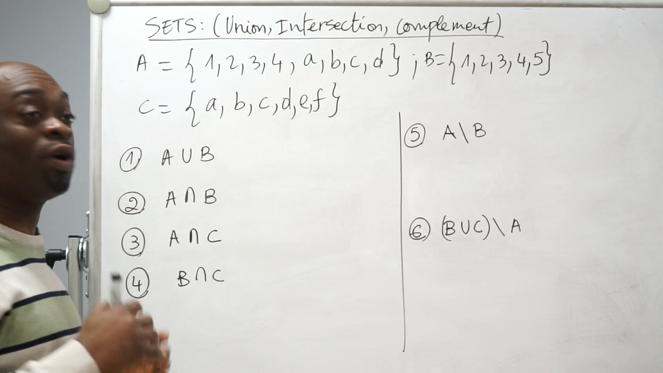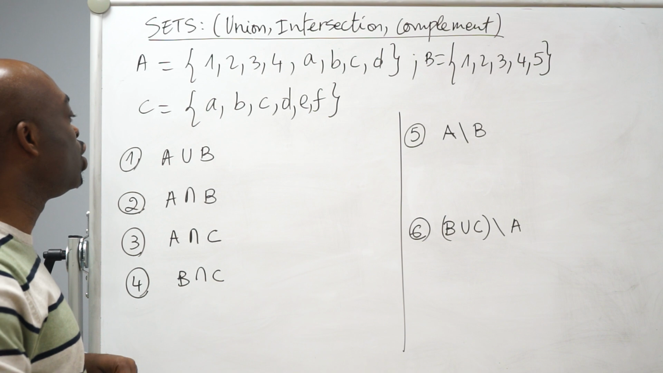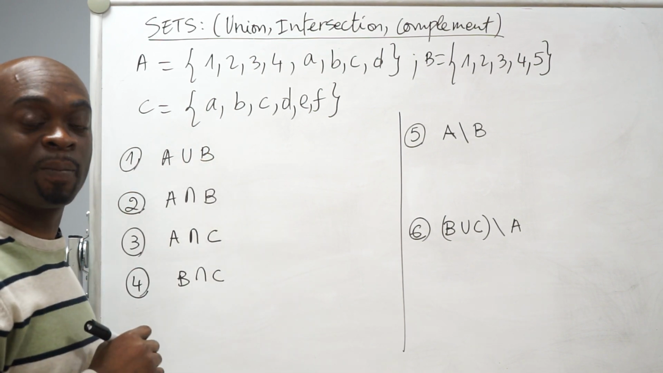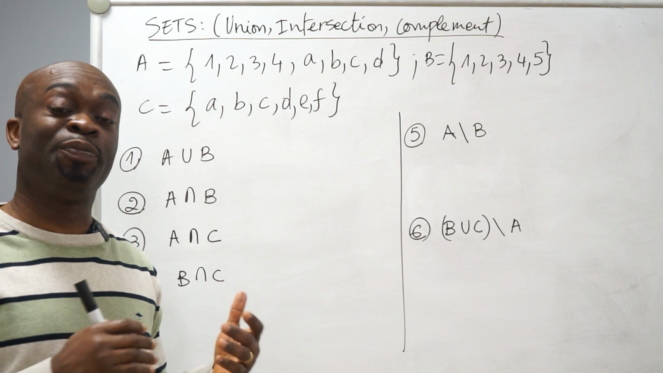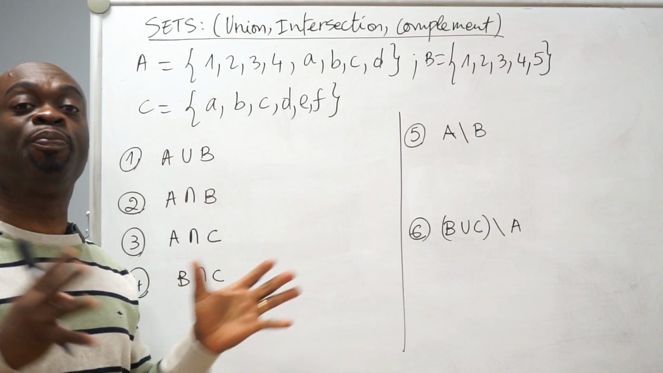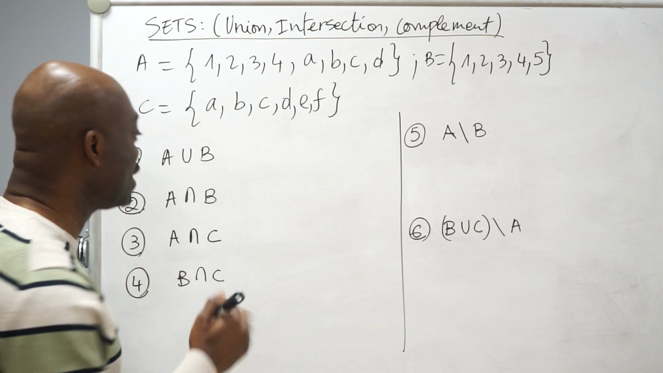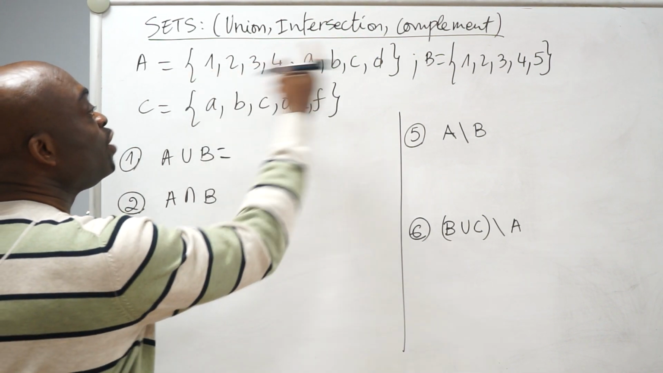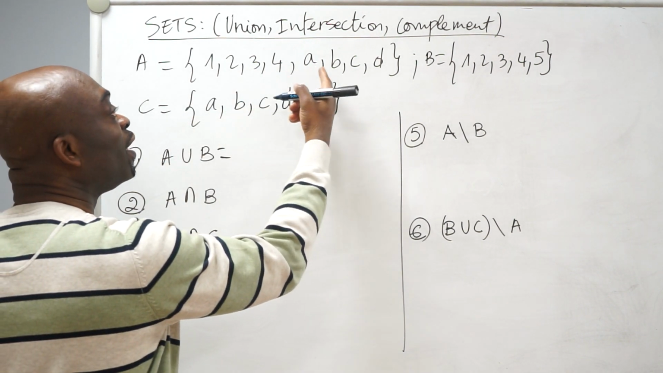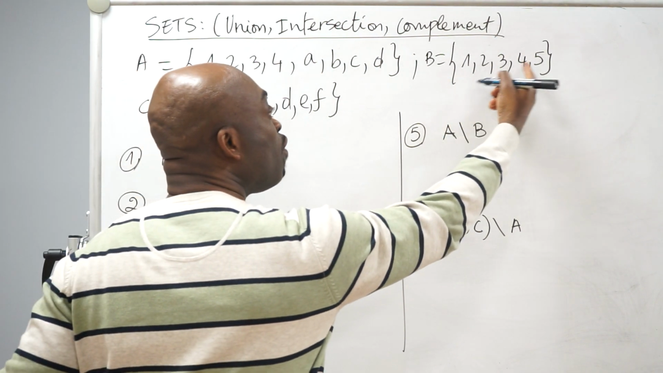Now, what are the connectors with them? So how are we connecting them? What are we doing? So we want one, A union B. And like we said before, in the previous video, union is when you put in all the elements of A and B together. So let's go for it. So A union B. So what do we have? We have 1, 2, 3, 4, A, B, C, D for A, and then 1, 2, 3, 4, 5.